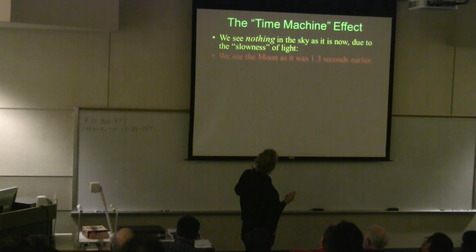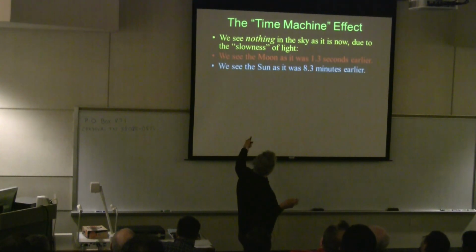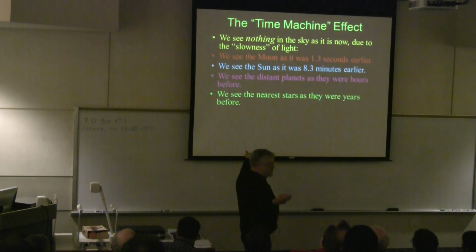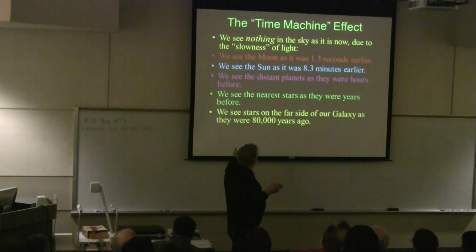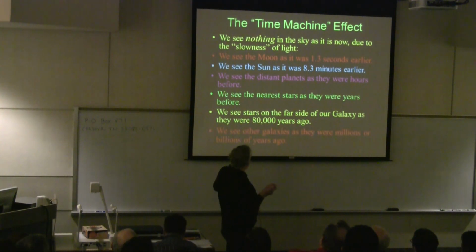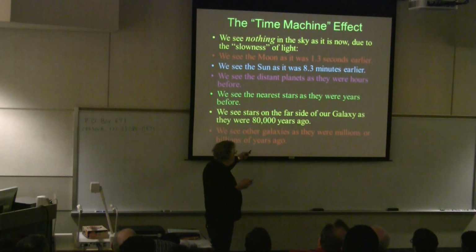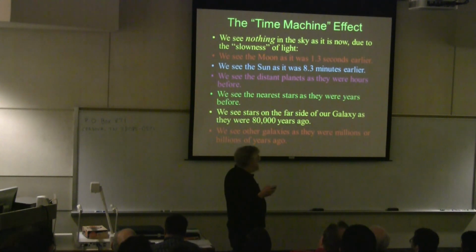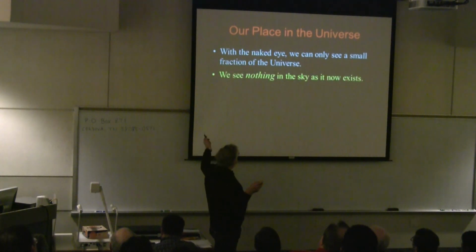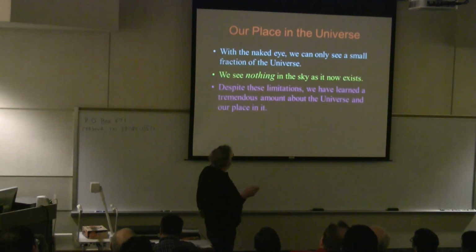So the moon, 1.3 seconds ago, the sun, 8 minutes, distant planets, hours, nearest stars, years ago, far side of our galaxy, 80,000 years before, and other galaxies millions or billions of years ago. That lets us see how things are happening. And with the naked eye, we only see a small fraction of the universe. We see nothing as it is now.